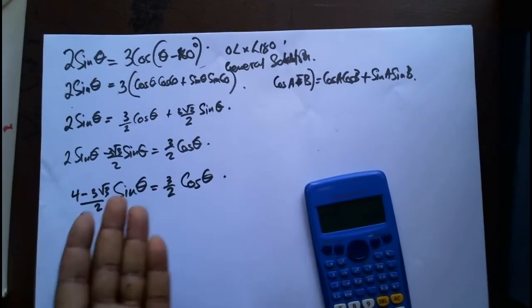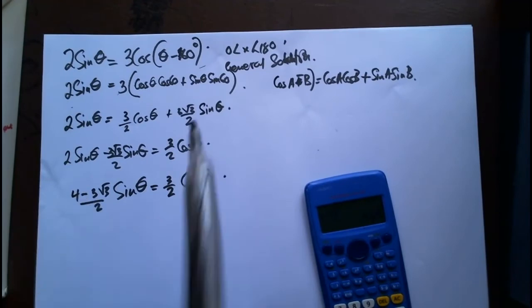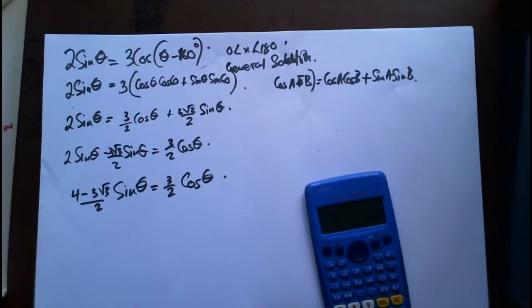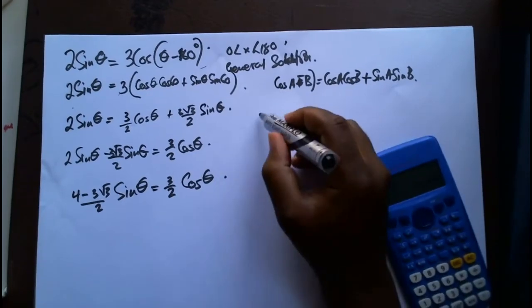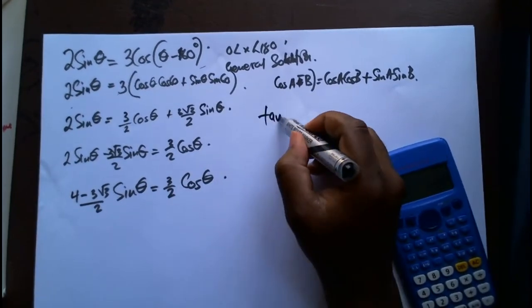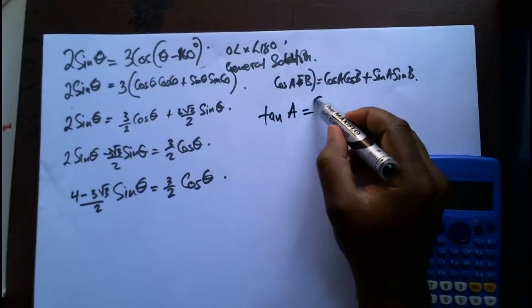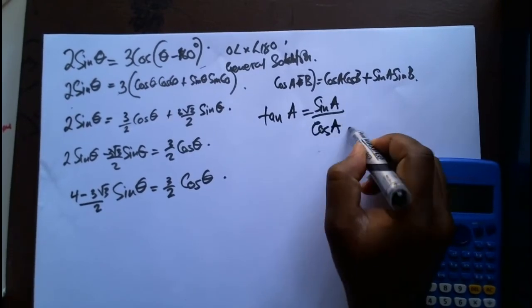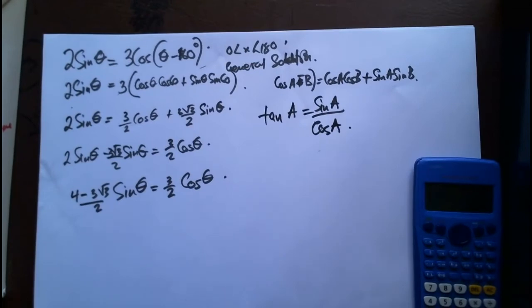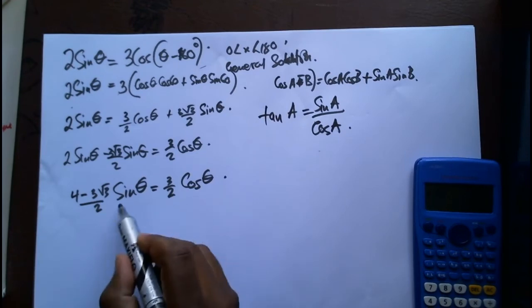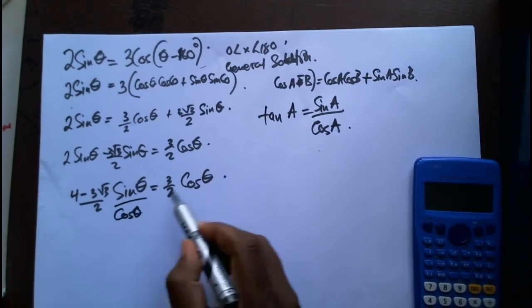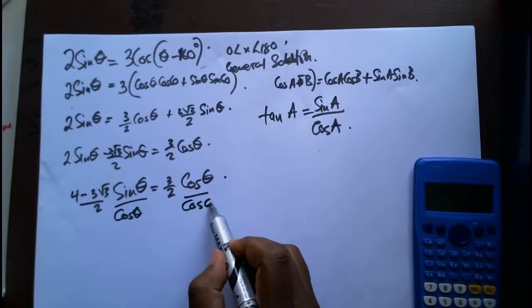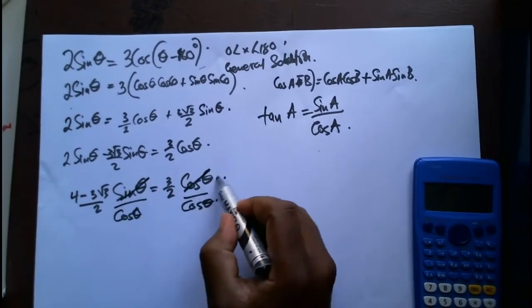The next step, since I have two variables, sine and cos, I want to remain with just one variable. We are all familiar with the identity tan A equals sine A over cos A. So I can divide everywhere by cos theta, and this cancels this one.